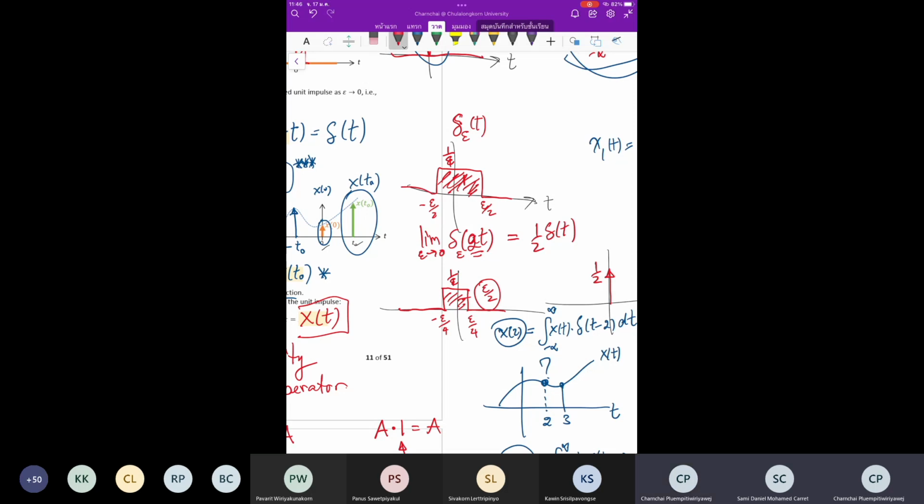I'm not quite sure. Oh, I see. I'm sorry, I wrote it wrong. The area is supposed to be 1 over 2, not epsilon over 2. You're right. This one has area 1, so this one has area 1 over 2. Thank you for pointing that out.